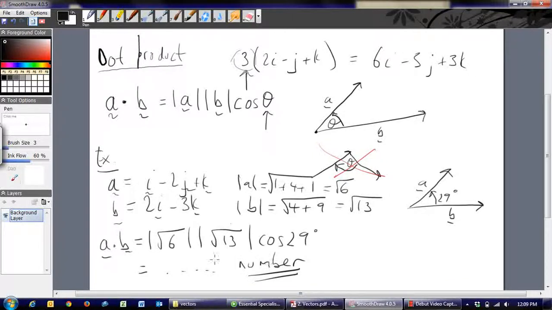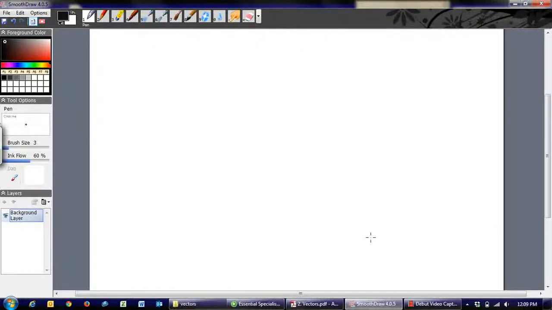What you get is a number, a scalar. You do not get another vector. When you multiply two vectors together using a dot product, you end up with a number, a scalar. You don't end up with another vector. So that's really important to realize. Really important.